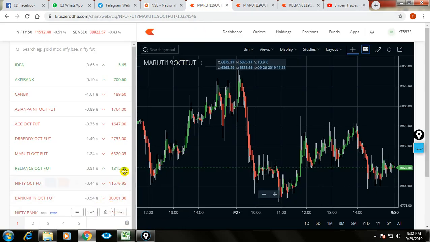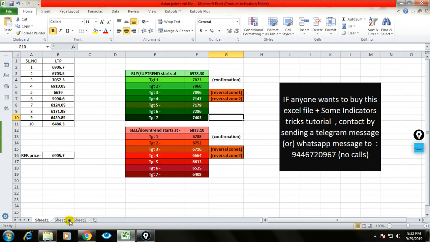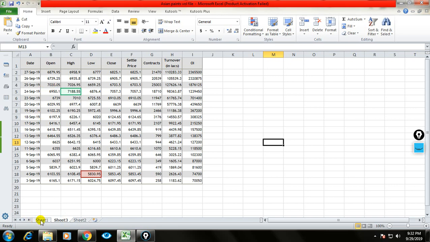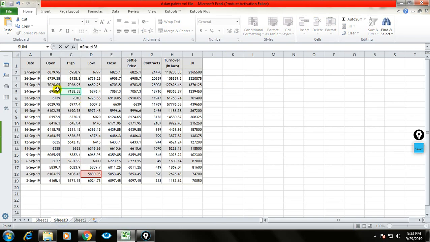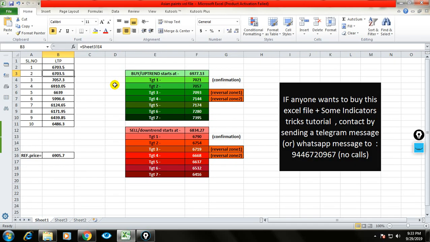Okay, let's do one more backtesting of Maruti levels. Let's check levels for 26th. Okay, let's clear this first field. Let's put equal to and go to the closing price of 25th. Now click enter and drag downwards up to 10th field. Now enter the reference price as 6703.5, which is the closing price of 25th. Okay, now the levels are generated.